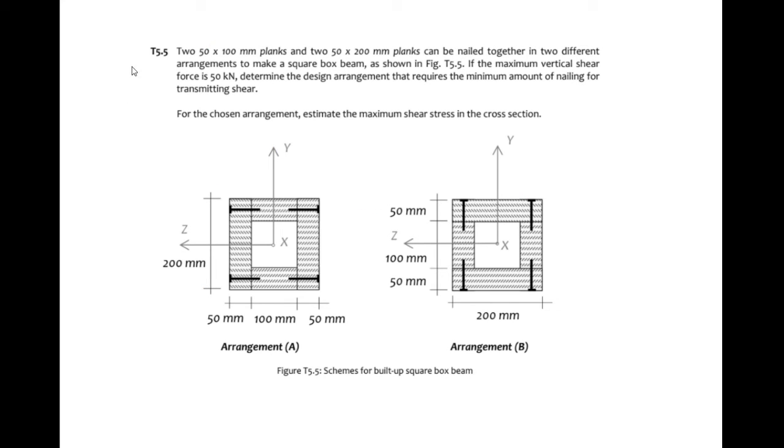The second question is: a 250 by 100 plank and a 250 by 200 plank can be nailed together in two different arrangements, in this arrangement as shown and in arrangement B, to make a square box beam. If the maximum vertical shear force is 50 kilonewton, then we need to determine the design arrangement that requires the minimum amount of nailing for transmitting shear. For the chosen arrangement, we also need to estimate the maximum shear stress in the cross section.